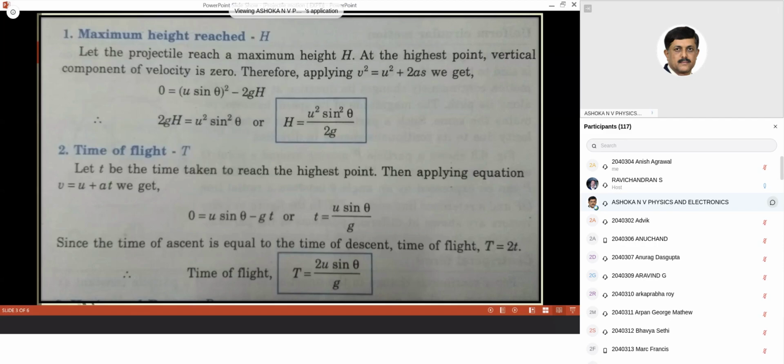Then 2a is minus 2g. That gives the maximum height attained by the particle when it is moving in the upward direction.